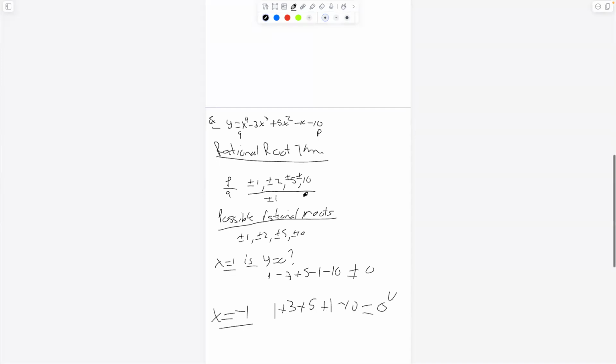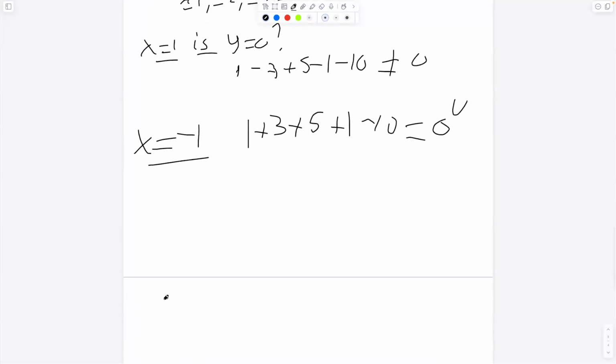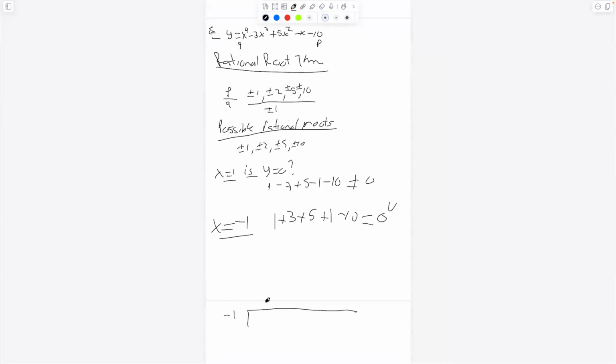So let's factor it out and check. I'm going to do synthetic division to do this. So my coefficients here are 1, negative 3, 5, negative 1, and negative 10.